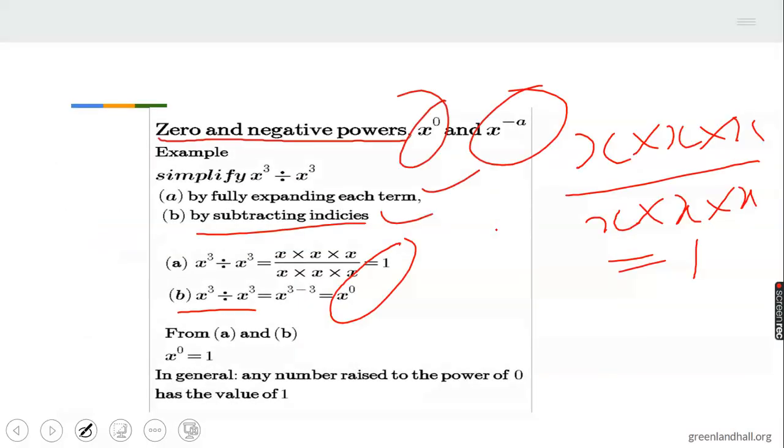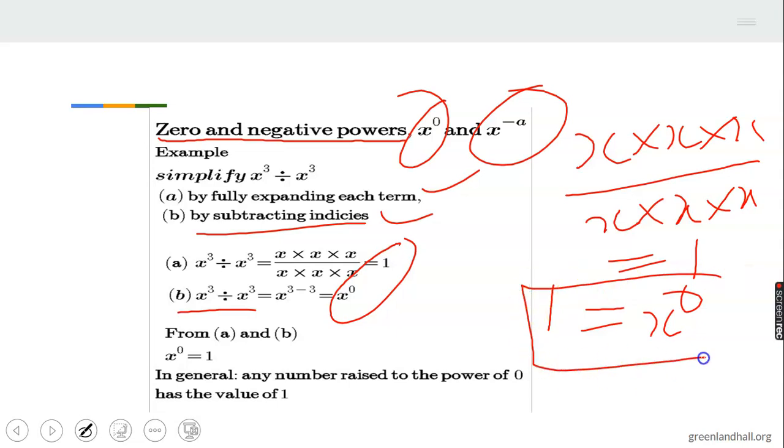Now, look at this place. When we use the two values, one is 1, the second one is what? x raised to the power 0. Always take note of this. When we use the expanding method, our answer was 1. And when we subtract the indices, our answer is x raised to the power 0. Now, from A and B, it shows that x raised to the power 0 equals 1.